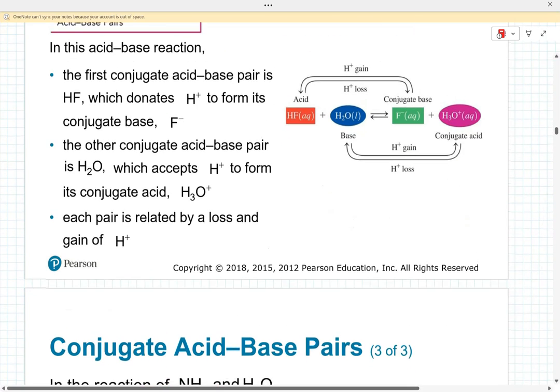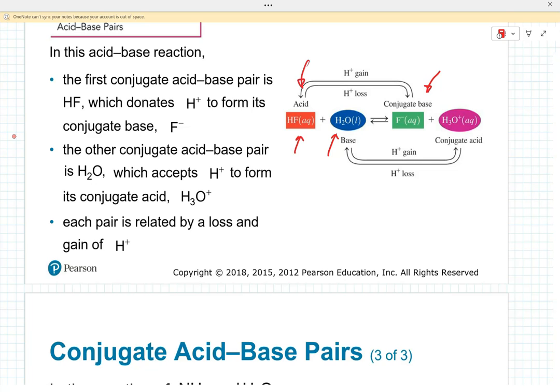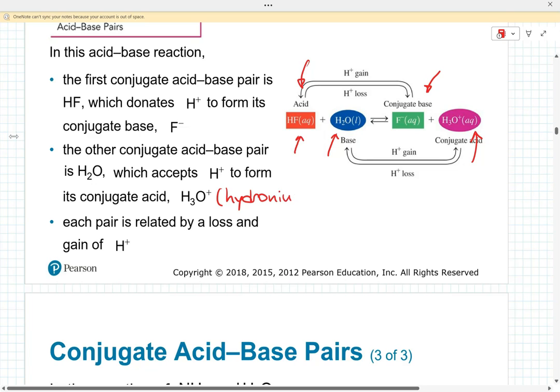So, for instance, here we write the reaction in which hydrofluoric acid interacts with water. In this case, fluoride is going to be a conjugate base for hydrofluoric acid, and the hydronium cation will be the conjugate acid for water, which is a base. Does that make sense to you?